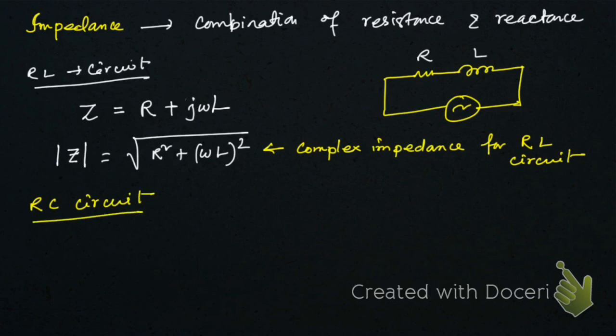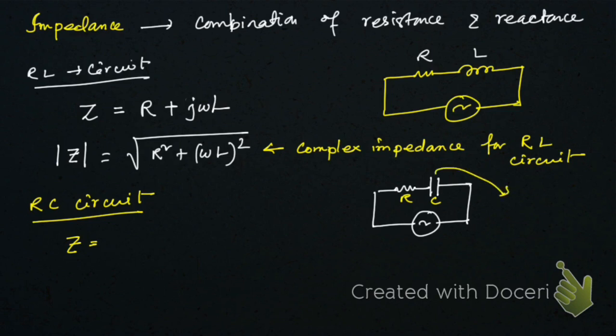So let me draw the circuit. This is, suppose, an RC circuit, a resistance and a capacitor. So then the impedance Z will be given, in complex form, by the capacitive reactance XC, which is given by 1 by j omega C, right?